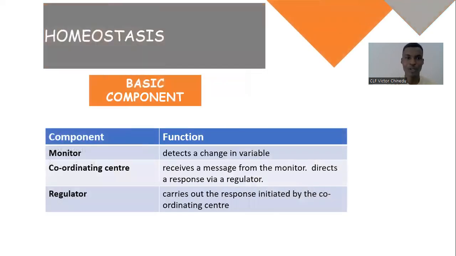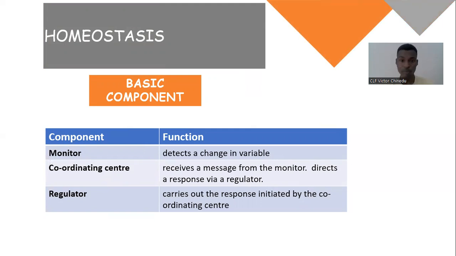All right. So homeostasis actually works in three basic steps or in three basic stages, and we call them the basic components of homeostasis. We have the monitors. These are the guys that detect changes in the environment. They detect changes in that particular variable. For example, your body is too hot. Sensory neurons in your body pick up that information that the temperature of this organism has gone high.